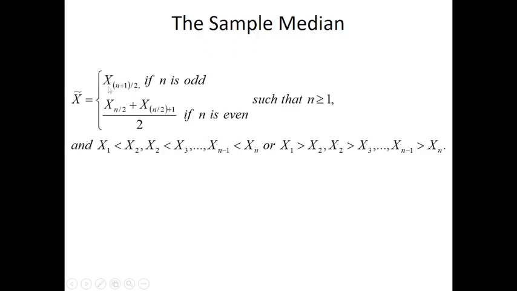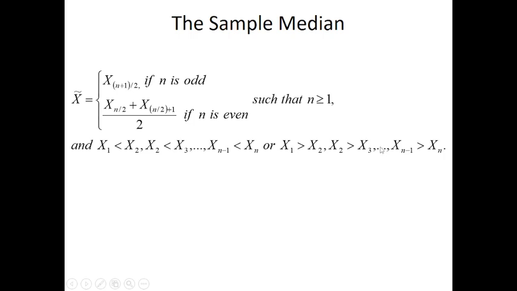And for the sample median, x sub (n plus 1) over 2 if n is odd, and x sub n over 2 plus x sub (n over 2 plus 1), all over 2, if n is even, such that n is greater than or equal to 1. And x sub 1 is less than x sub 2, x sub 2 is less than x sub 3, and so forth, or x sub 1 is greater than x sub 2, x sub 2 is greater than x sub 3, and so forth.